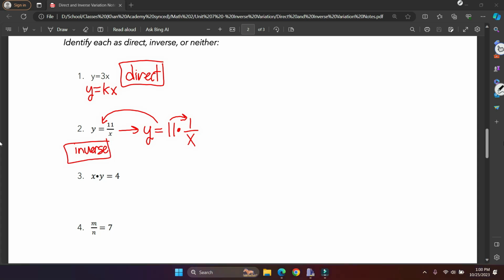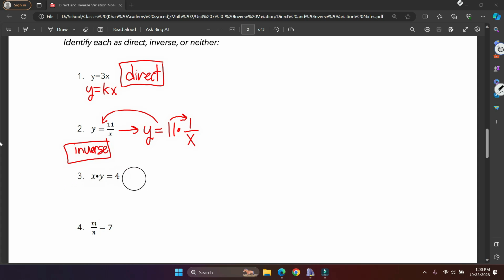Number 3 says x times y is equal to 4. And from this one, there's actually two different ways you could approach it. One way to approach it is to recognize that we have a product equal to a constant, which was effectively our secondary definition of inverse variation in the introduction video. So from there, right off the bat, you can see that's going to be inverse variation.